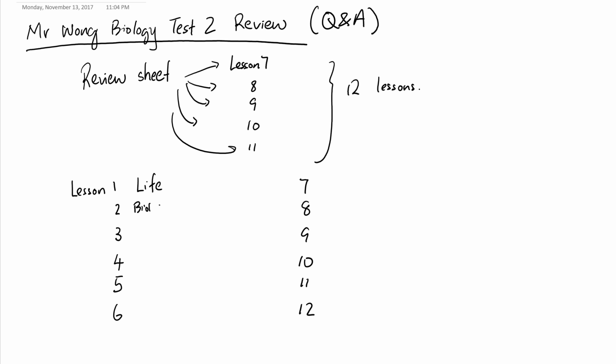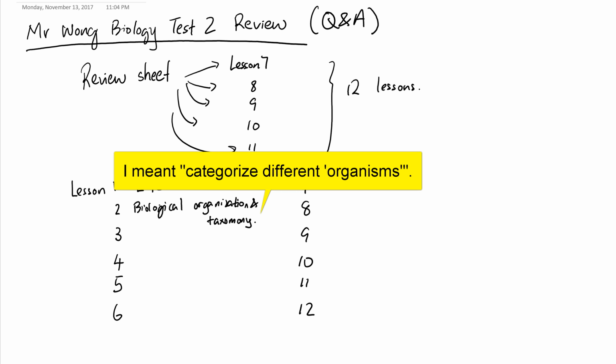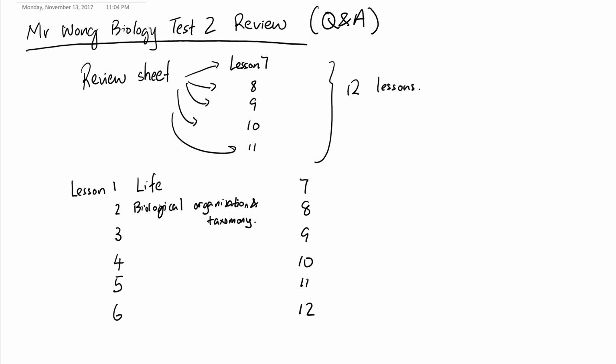So there are different ways of organizing life. You have to memorize the different terms and their definitions from biosphere all the way to atoms. So biological organizations. You also need to know a little bit about taxonomy, which is the way biologists categorize different animals from the least specific to the most specific.